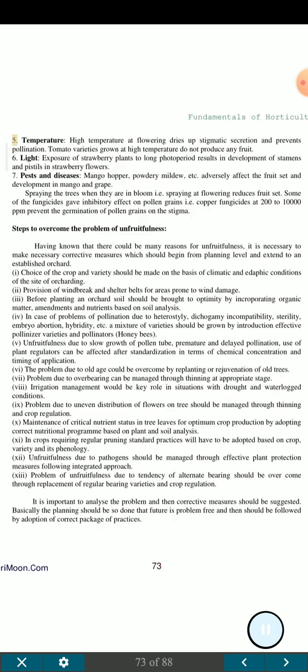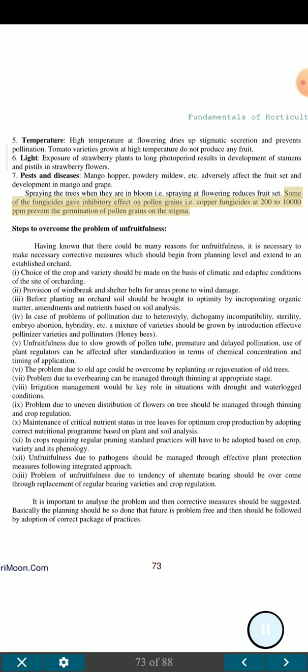5. Temperature. High temperature at flowering dries up stigmatic secretion and prevents pollination. Tomato varieties grown at high temperature do not produce any fruit. 6. Light. Exposure of strawberry plants to long photoperiod results in development of stamens and pistils in strawberry flowers. 7. Pests and diseases. Mango hopper, powdery mildew, etc., adversely affect the fruit set and development in mango and grape. Spraying the trees when they are in bloom, i.e. spraying at flowering, reduces fruit set. Some of the fungicides gave inhibitory effect on pollen grains, i.e.